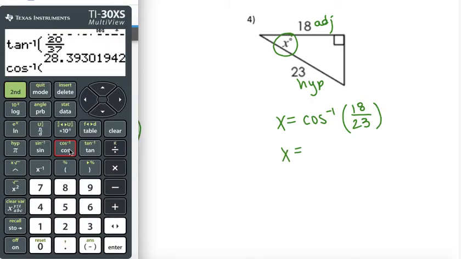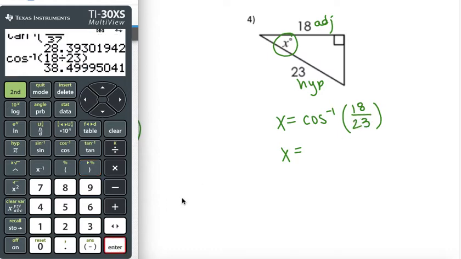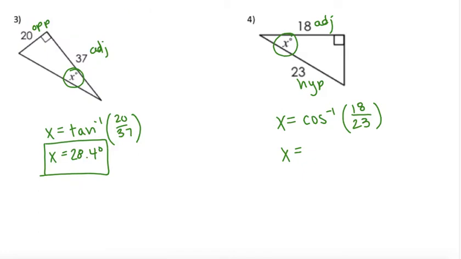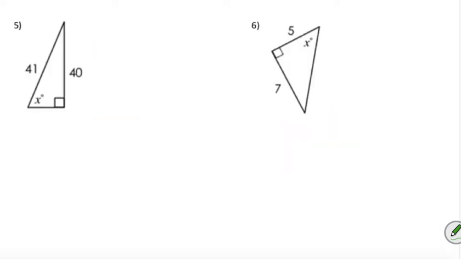Again, you have to have a calculator to do these. I can't do these in my head. I don't know these ratios. But our calculator is programmed for it. So if we want to do the fraction, we can, or we can write it out as the 18 divided by 23. And we would get the same thing, 38.5. And that's in degrees. 2 more, practicing our inverse.